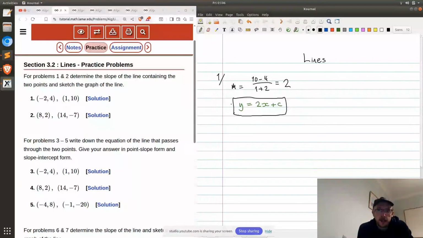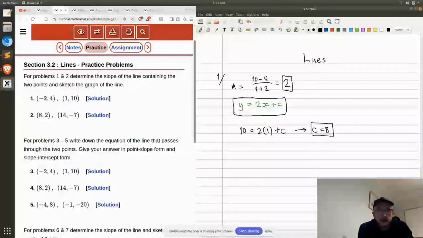Okay, the y coordinate of every single point is double the x coordinate plus some number, which is the number we're trying to find out right now. So 10 is equal to 2 times 1 plus c. And of course, now we can easily notice that c is 8. So the slope of the line containing the two points, and this is enough information to get us going on the graph.